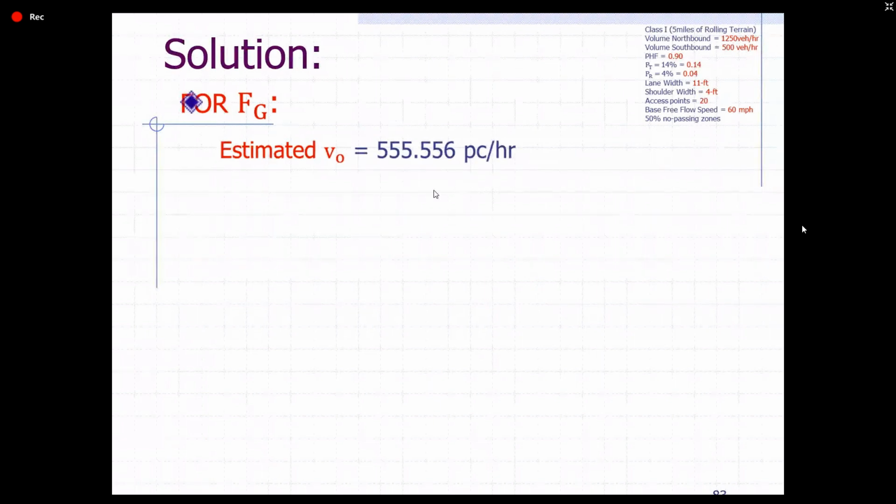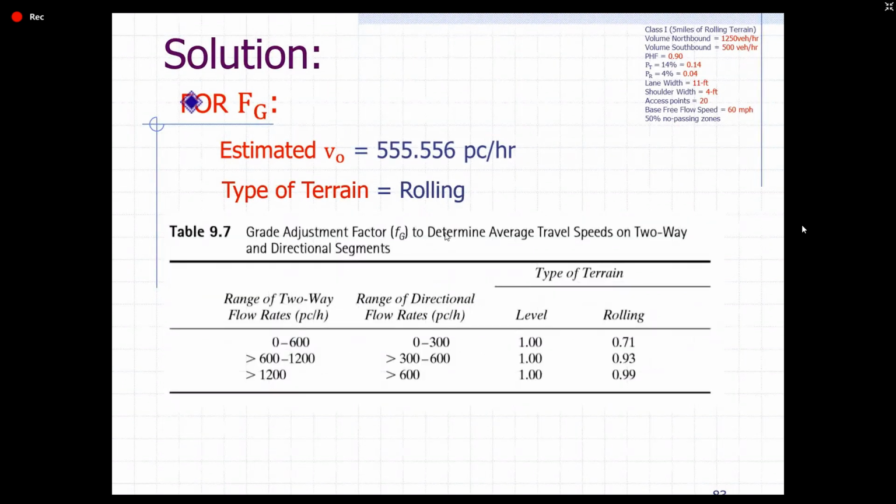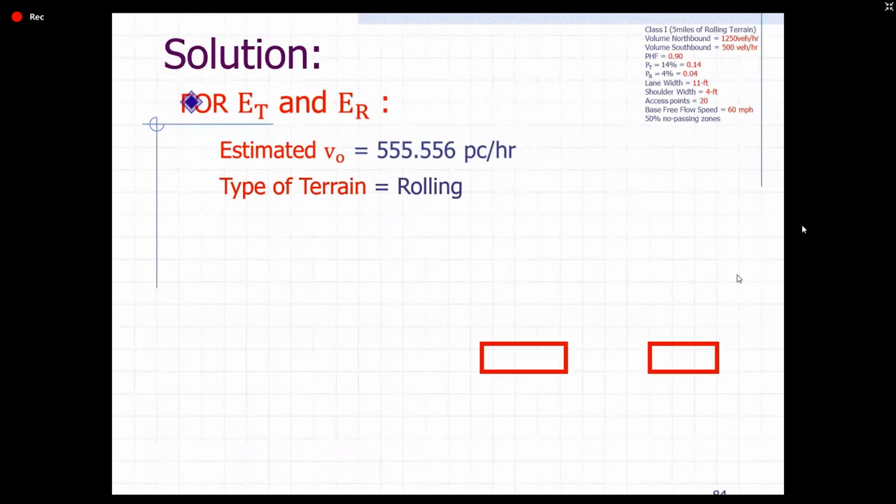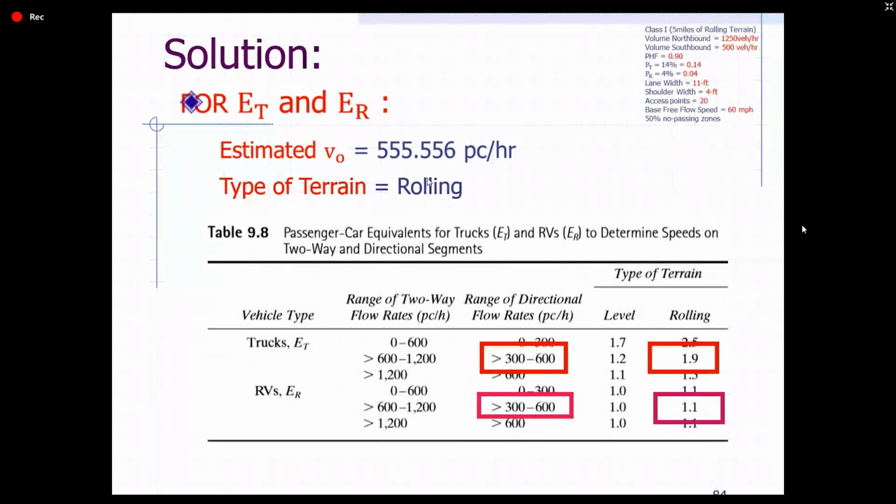Ito, ito yung estimated value natin for your V sub O. Kunin lang natin yung FG natin, which is rolling terrain tayo. So, your FG is, ito yun, 0.93. So, next is, kunin naman natin yung FHV. If we are going to determine your FHV, ang kailangan muna natin is your E sub T and your E sub R, which is, eto sila. Okay? So, it is 555.56. It is 300 to 600, so 1.9. 300 to 600, so 1.1.